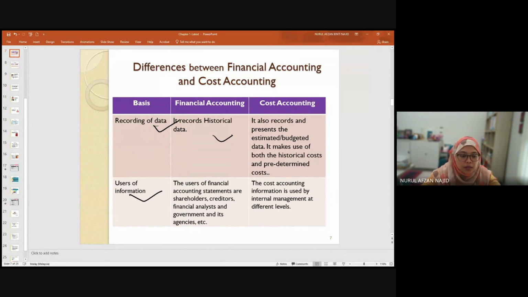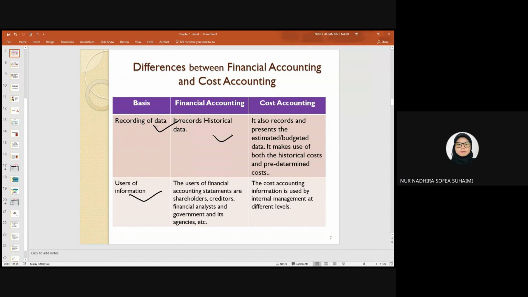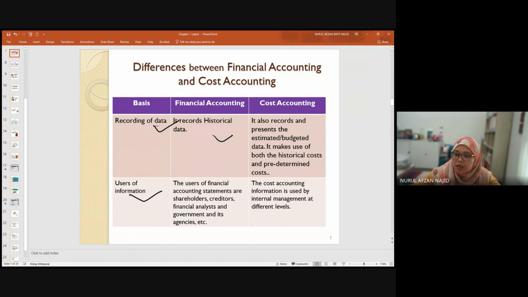Ada apa-apa soalan ke? Tak ada soalan, Madam. Tak ada. Okay, next. Tolonglah bagi respon, Madam tak nampak apa yang awak buat. So at least kalau Madam tanya ada soalan ke tak ada, just jawab je. Kalau tak ada, tak ada. Just on you punya mikrofon. Jangan risau. Okay. Kalau nak tanya, terus je tanya.